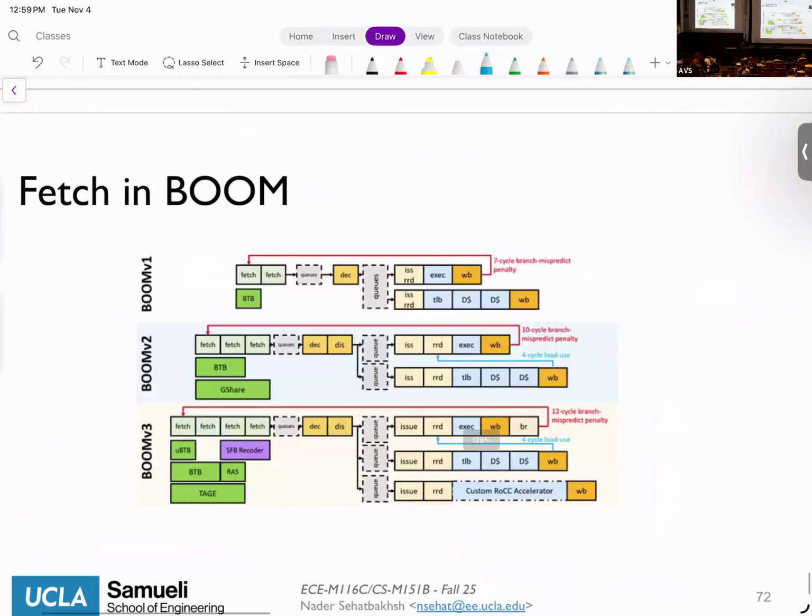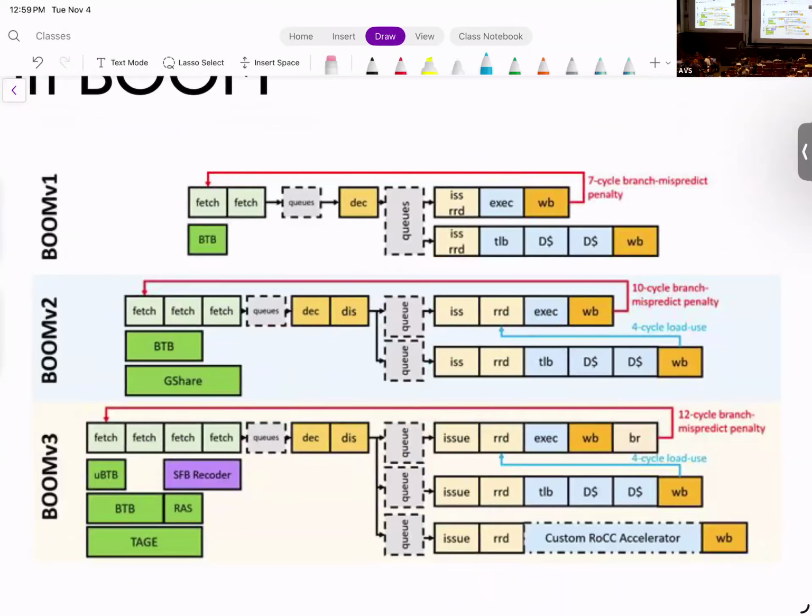Great. This is also their step-by-step design. BOOM has 3 different versions. The one that I showed you is version 3. This is the latest version that they had. Previous versions were simpler designs. So again, 4 cycles for fetch. As you can see, the BTB has been looked at in these cycles. They also use a TAGE branch predictor. Then they have a decode, a dispatch, then the queues, then issue, register read, execution, write back.